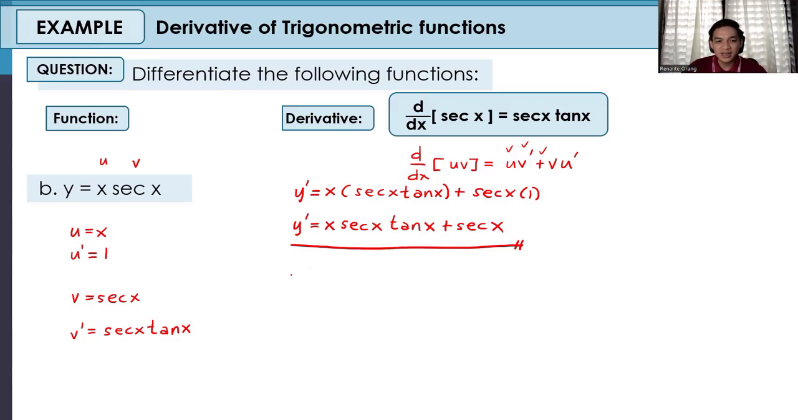Kung wala sa choices, class, pwede din natin tong i-factor out yung the same sa kanilang dalawa, which is si secant x. So, ibig sabihin, factor out natin secant x. Ilabas natin si secant x. Ibig sabihin, x and tangent x na lang yung remaining. Dito sa kabila, ilabas natin si secant x. Ibig sabihin, plus 1 na lang yung remaining. So, this will be our final answer. Again, class, eto yung sagot mo or eto that is just the same. I will accept that one.